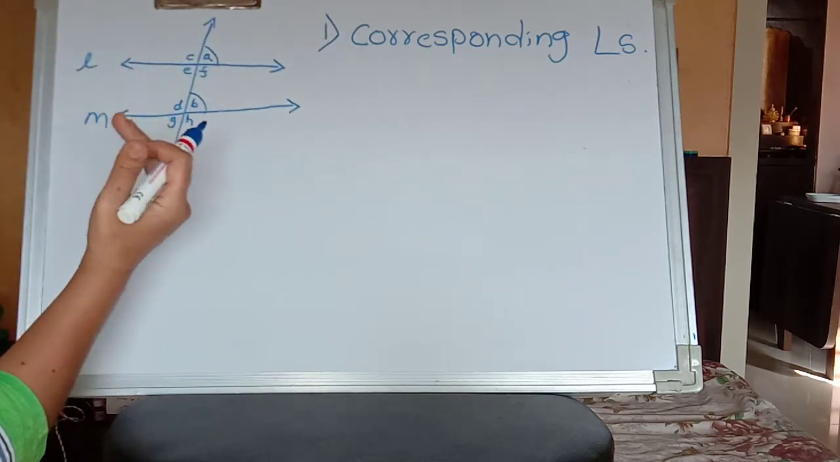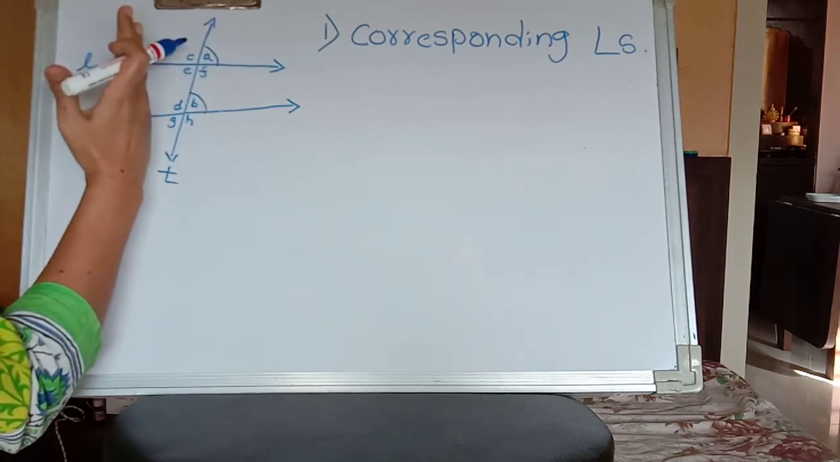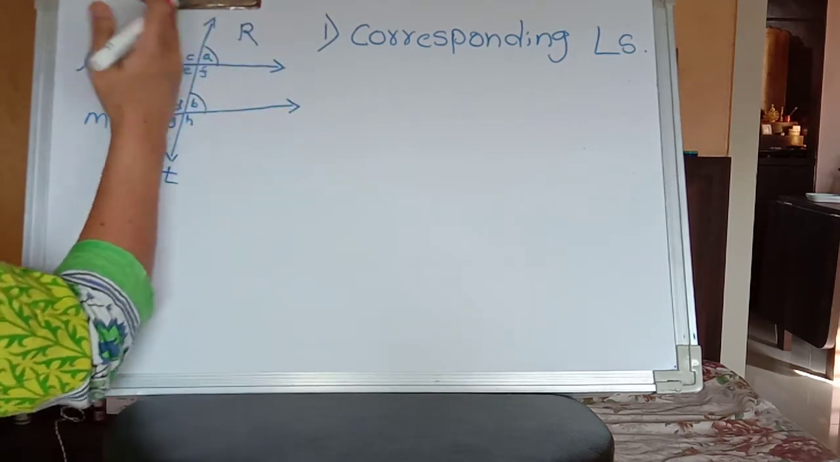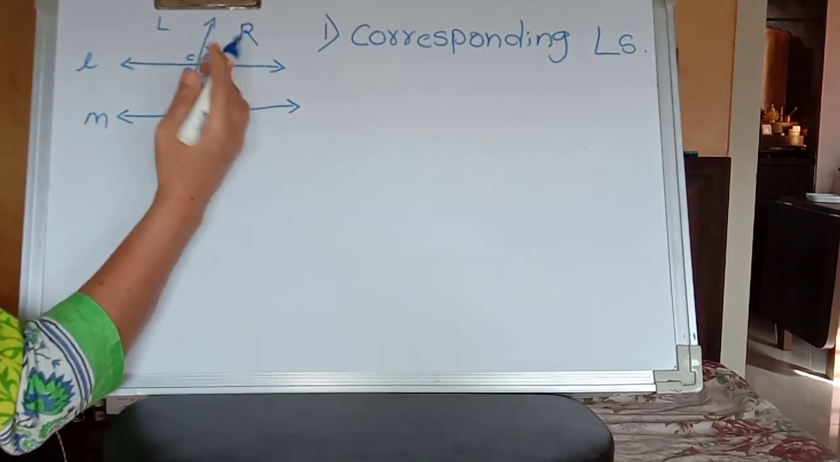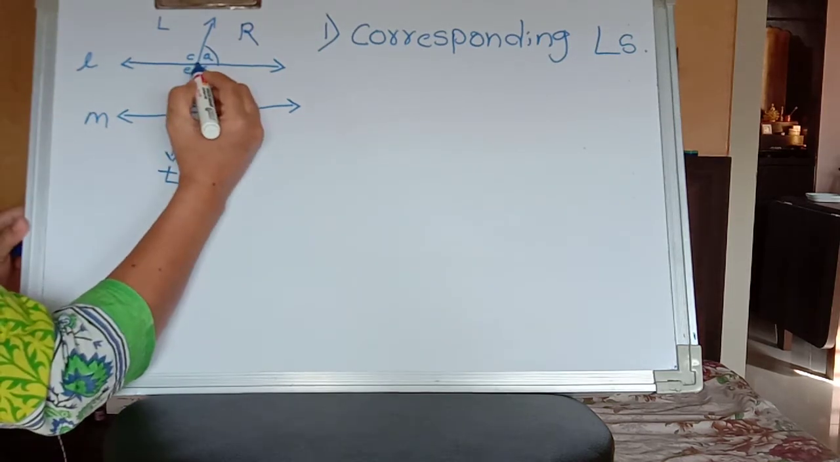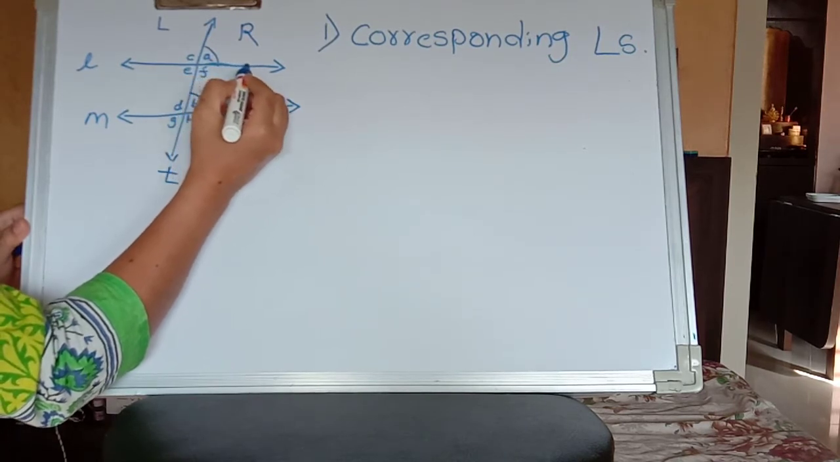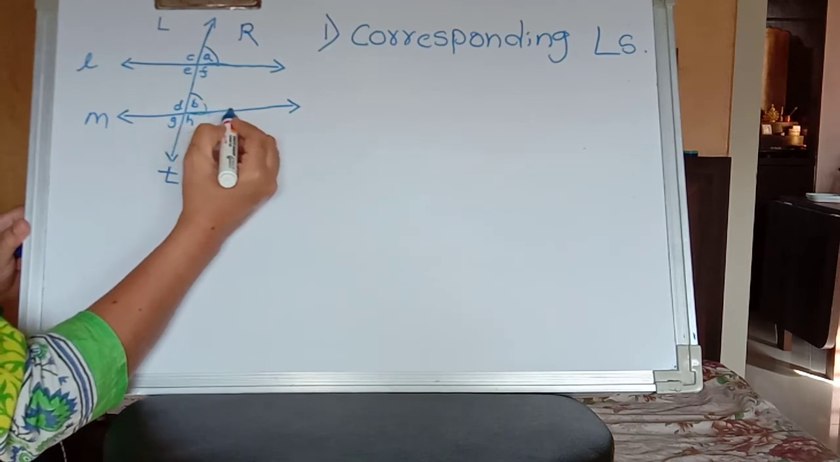What do you mean by same side? If I stand like this, there are two parts of these lines. We can say this is the right hand side of the transversal and this is the left hand side of the transversal. Both these angles are lying on the right hand side of the transversal. That is the first condition. And second, look at the arms of these angles. See, this angle is made by this one arm and this another arm. This angle is made by this one arm and this another arm.